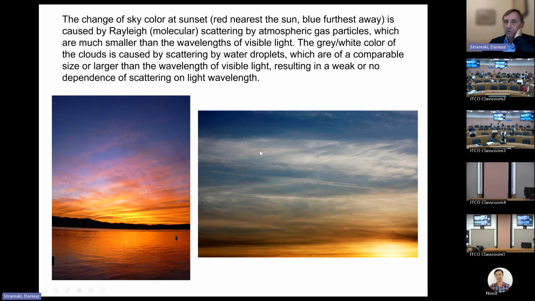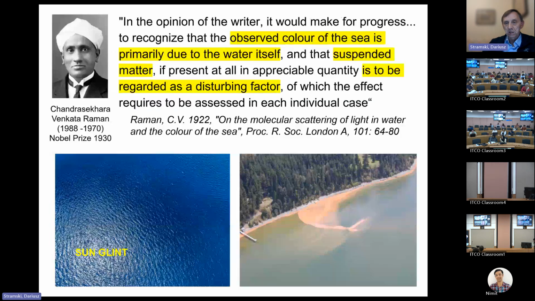When we look at clouds, which consist of particles that are relatively large, comparable to light wavelength or larger, you can see white or grayish color. That indicates that scattering by larger objects is weakly dependent on light wavelength compared with molecular scattering.